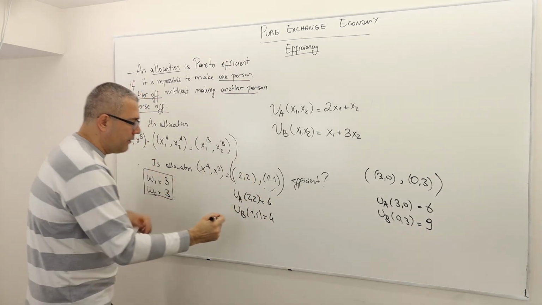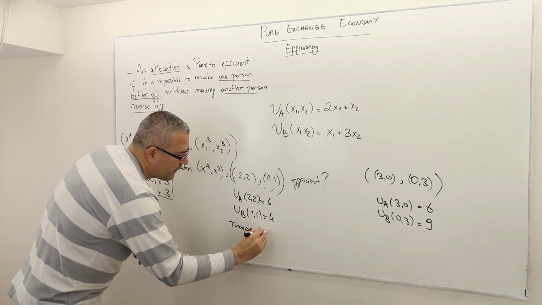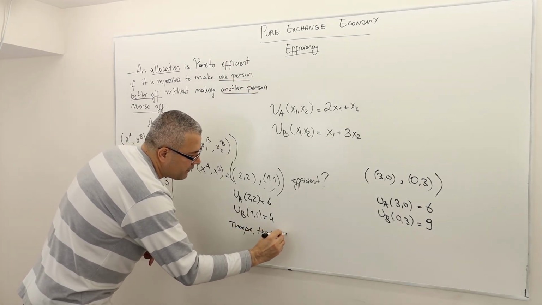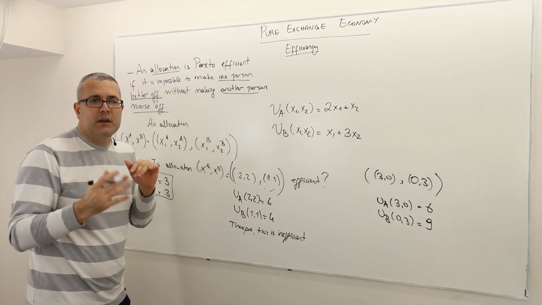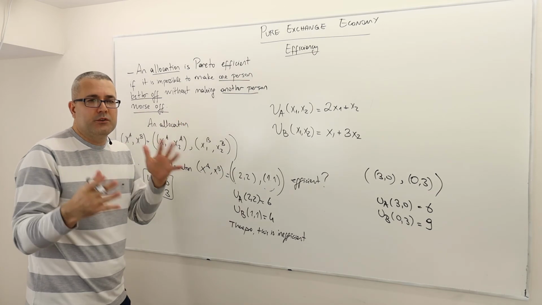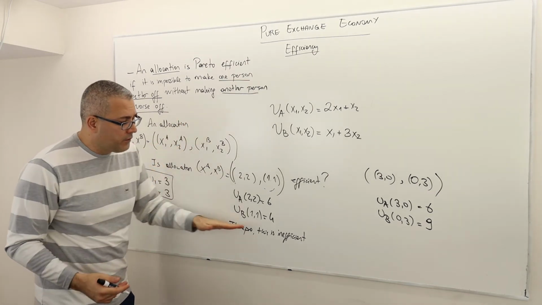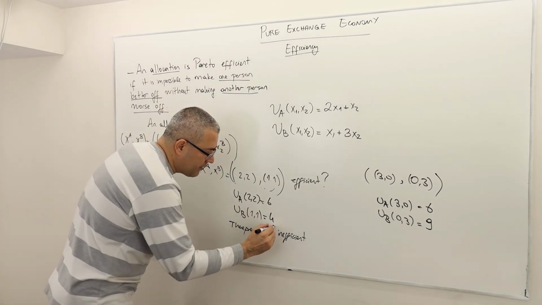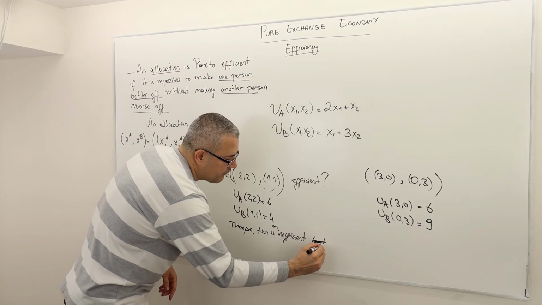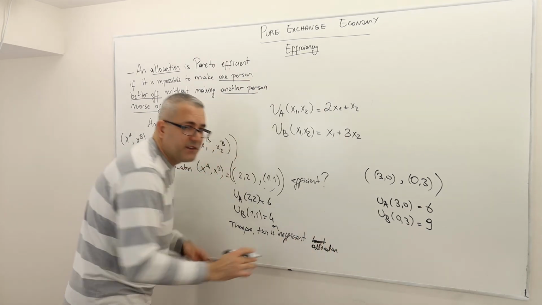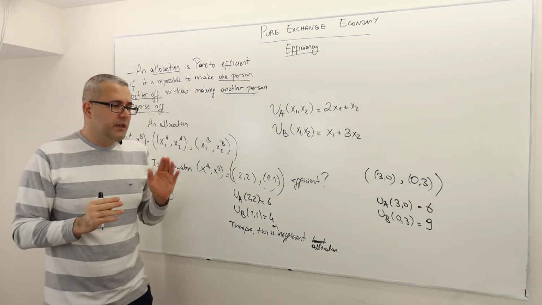All right? So therefore, this is inefficient. Sometimes we ignore the Pareto part, so we don't say Pareto efficient all the time. We just call it efficient or inefficient. All right, so therefore this is an inefficient bundle allocation. For us, it's the same thing. All right. So here, be careful.